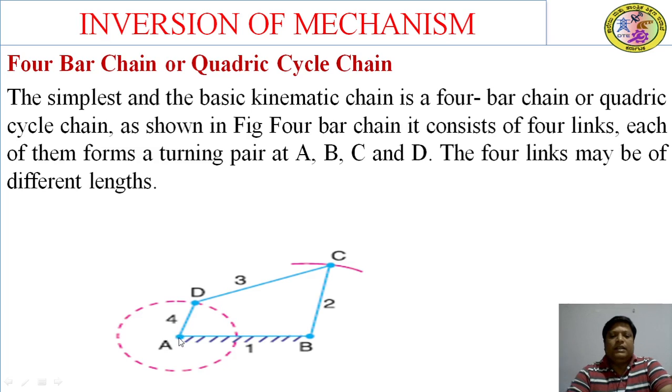See here, link AD we call link 4. Link AB we call link 1, the fixed link, or frame. Link BC is link 2, and link CD we name link 3. AD is link 4. Here one link, AD, will completely revolve about the pivot at point A.